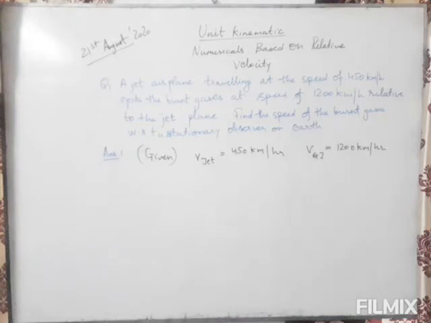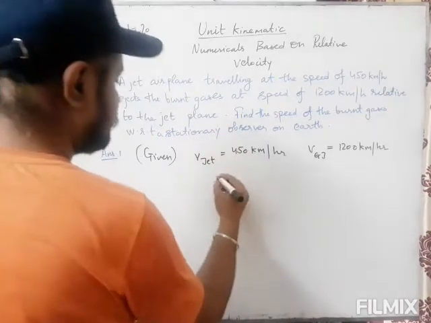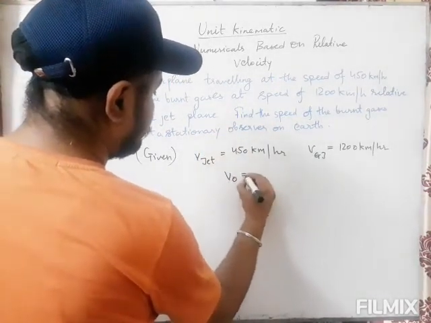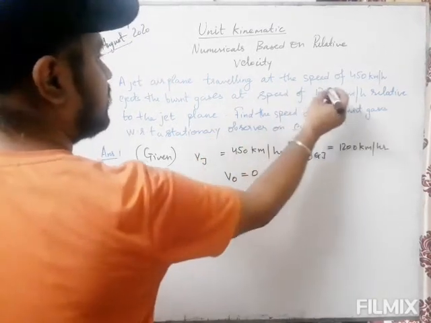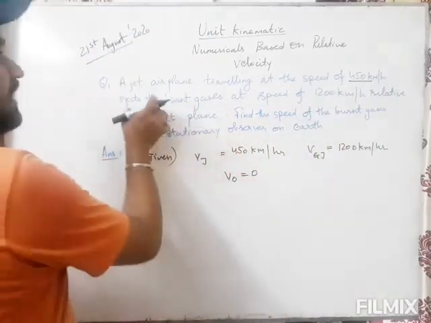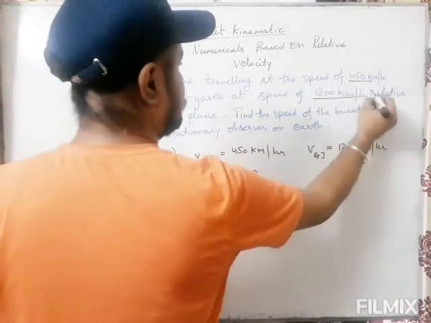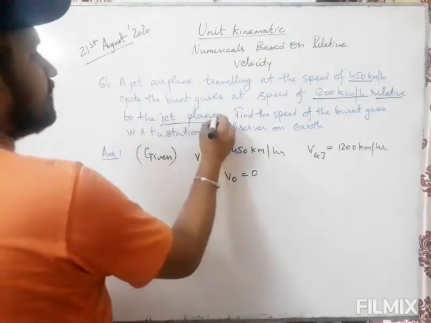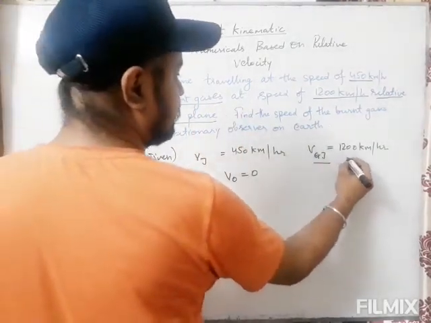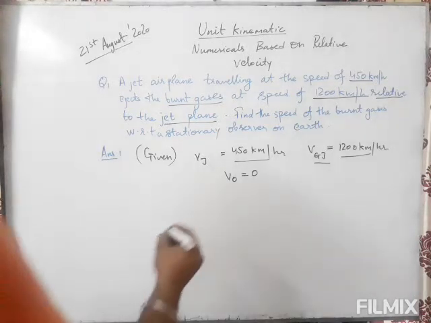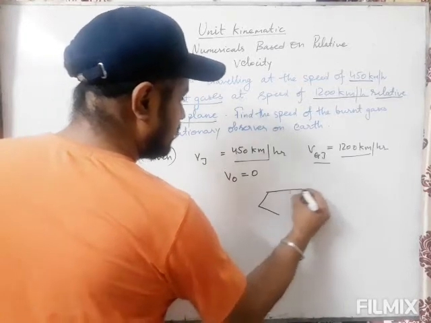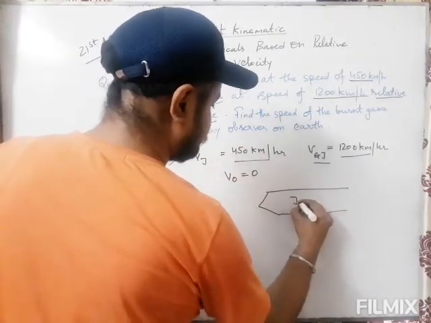One more velocity is given to us, that of the stationary observer, so we will be taking the velocity of the observer as 0. We can take it as j. The velocity of the jet is given to us as 450, and the velocity of the burnt gases relative to the jet plane is also given, that is gases with respect to jet. This data is given to us. Now we will be formulating the values according to the question, and making the diagram first to understand the concept better. Let us suppose it is a jet plane.